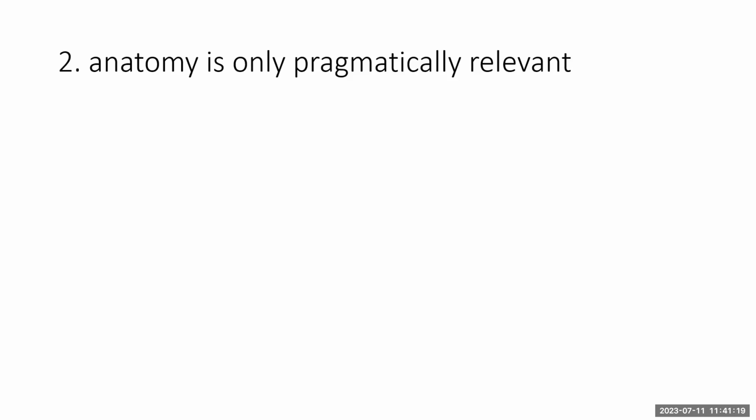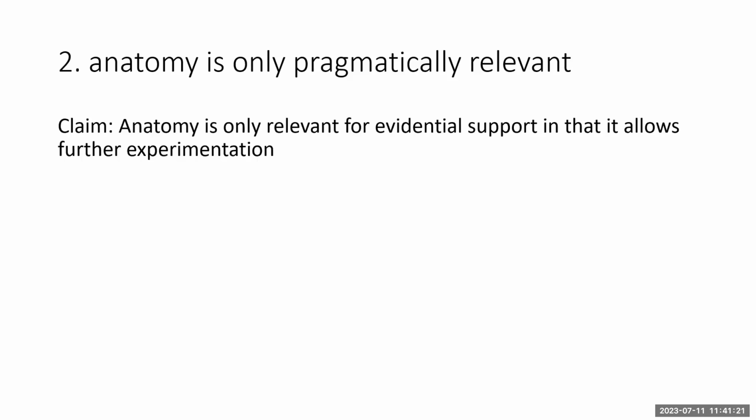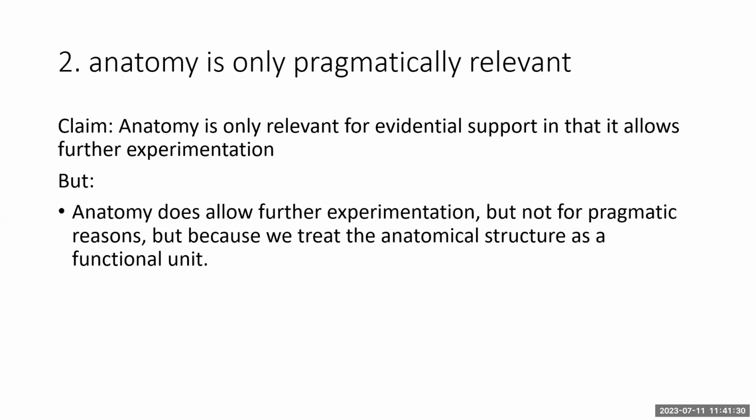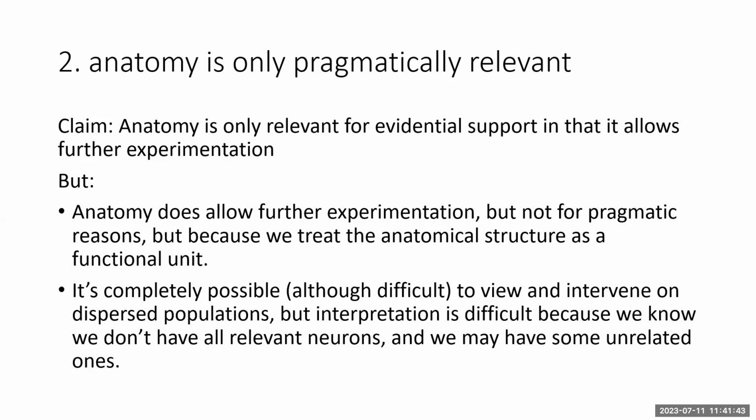So another possibility is that anatomy is only pragmatically relevant. And the idea is that it's kind of indirectly relevant. It allows us to get more evidential and causal relations. So I agree that anatomy allows for further experimentation, but I think it's not for pragmatic reasons. It's because we treat the anatomical structure as a functional unit, right? So it's possible, although it's difficult and the methodology is very complex, to view and intervene on a dispersed population, right? But intervention is difficult, interpretation is difficult, because we know we don't have all the relevant neurons, and we may have some unrelated ones, right?